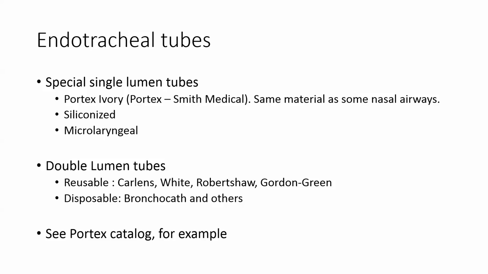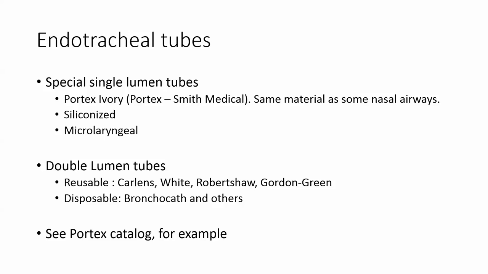There are silicone tubes, which are quite inert, or microlaryngeal tubes, which are used for adult microlaryngoscopy, microlaryngeal surgery in adults. And they're very small diameter, but adult length. And the next slide will show a comparison between a pediatric tube and a microlaryngeal tube.